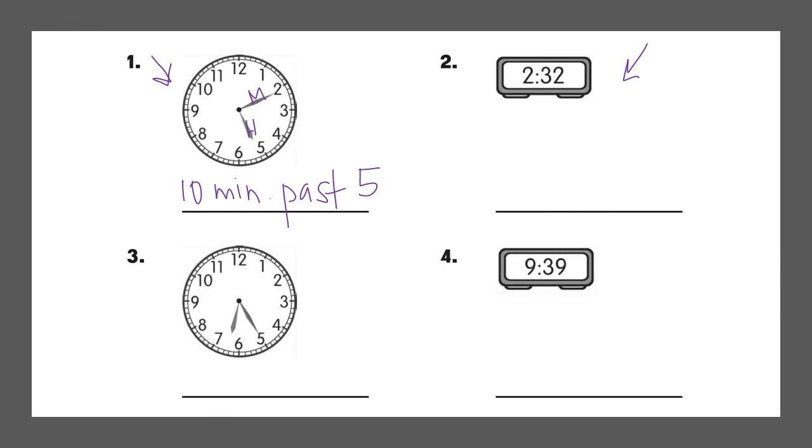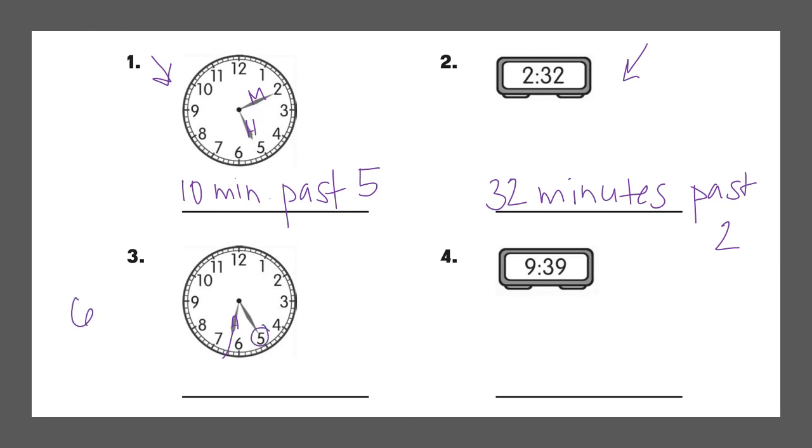For this one, you could do a couple things. You could say 32 minutes. This isn't very commonly said, but they just want you to practice. 32 minutes past 2. Down here, here's our hour hand. Notice how it's past the 6, but not to the 7 yet. So it's still 6 o'clock.